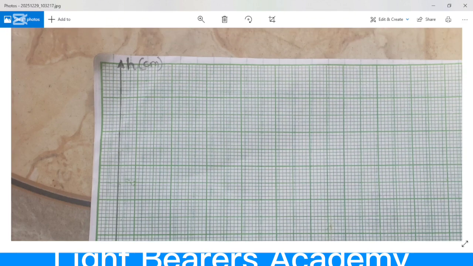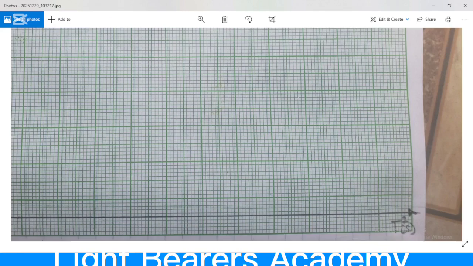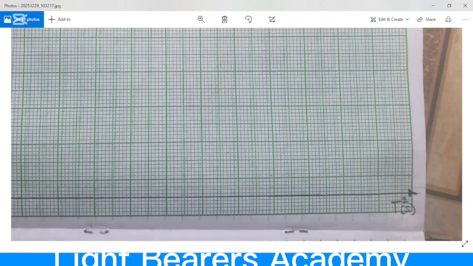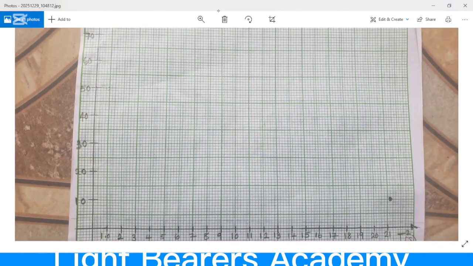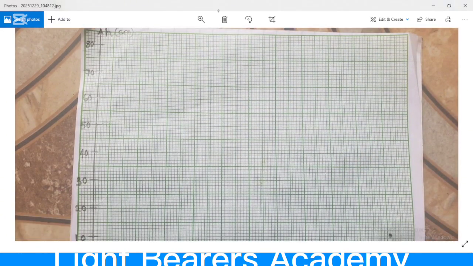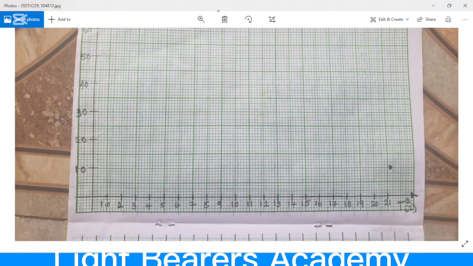This is H axis on the vertical, and then this is T square on the horizontal. After drawing your axis, the next thing to do is to scale your axis. Remember, for T square axis, I chose 1.0 for 1 unit. Let's look at it very well.